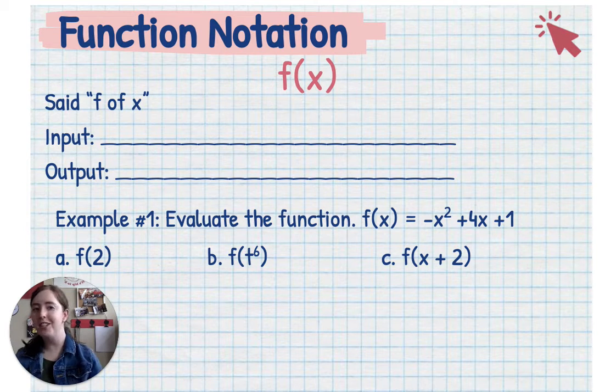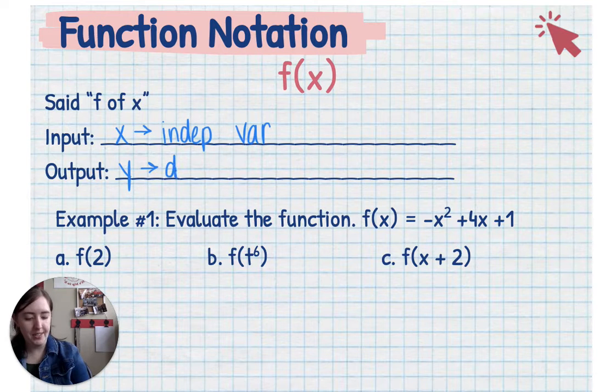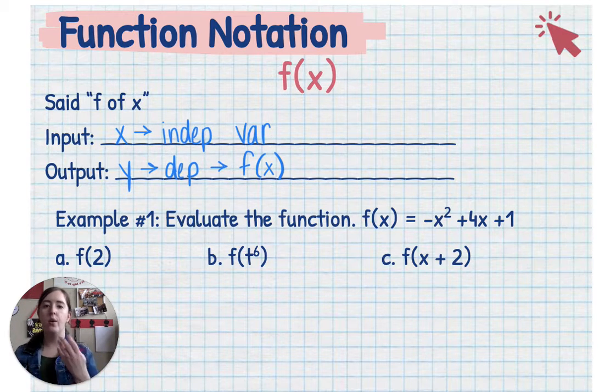So you've seen function notation before, I am sure of it. That's that f of x, the f with the little parentheses around it. So let's just have a little quick reminder. Input is any of the x values. Those are also called your independent variable. Your outputs are your y's, or your dependent variable. Sometimes they'll actually write that out as f of x. So y and f of x are essentially the same thing.